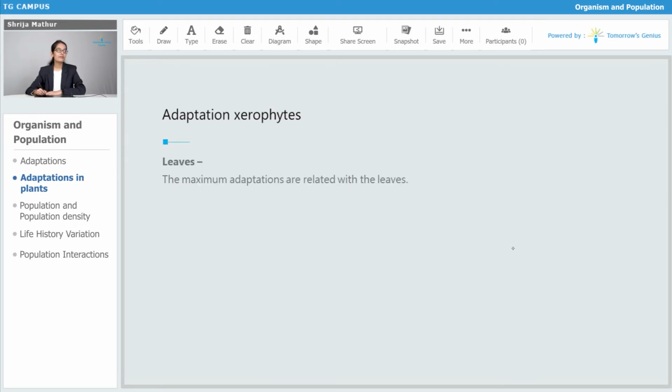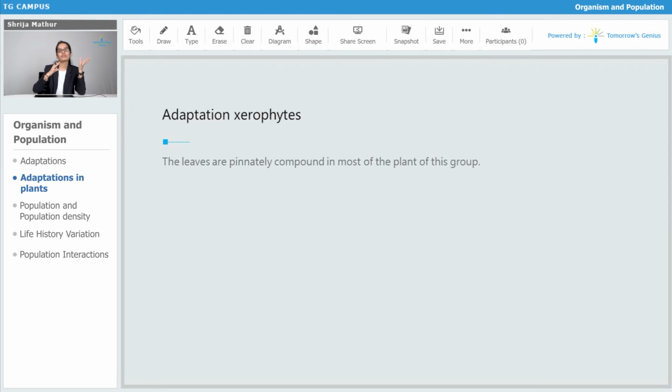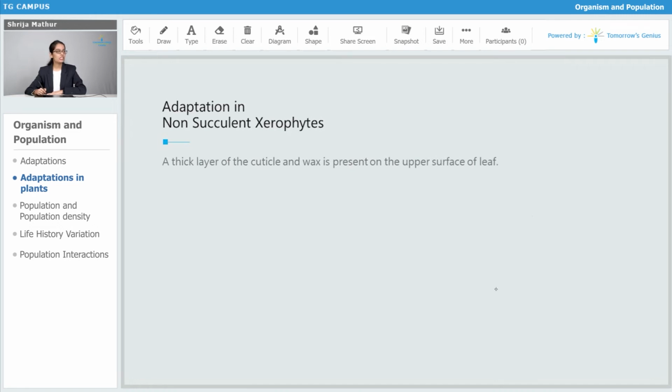Leaves: the maximum adaptations are related to the leaves. The leaves are pinnately compound in most of the groups. We have two types, palmately compound and pinnately compound leaves. A thick layer of cuticle and wax is present on the upper surface of leaves. This is a property of non-succulent xerophytes. The epidermis, the outermost layer, is covered by a waxy substance, the cuticle.